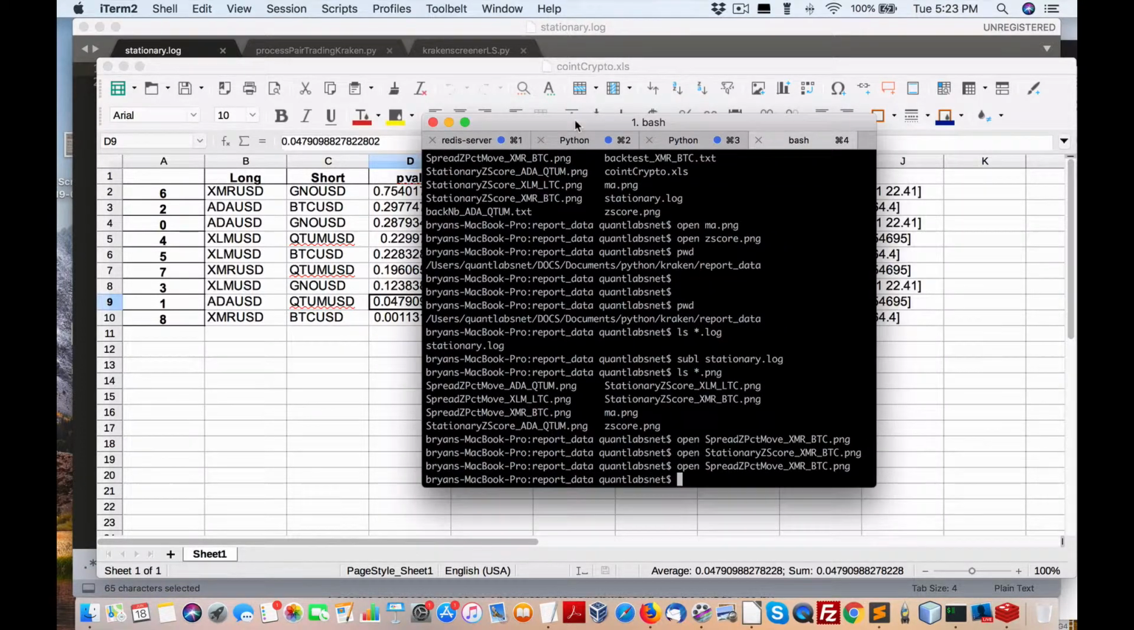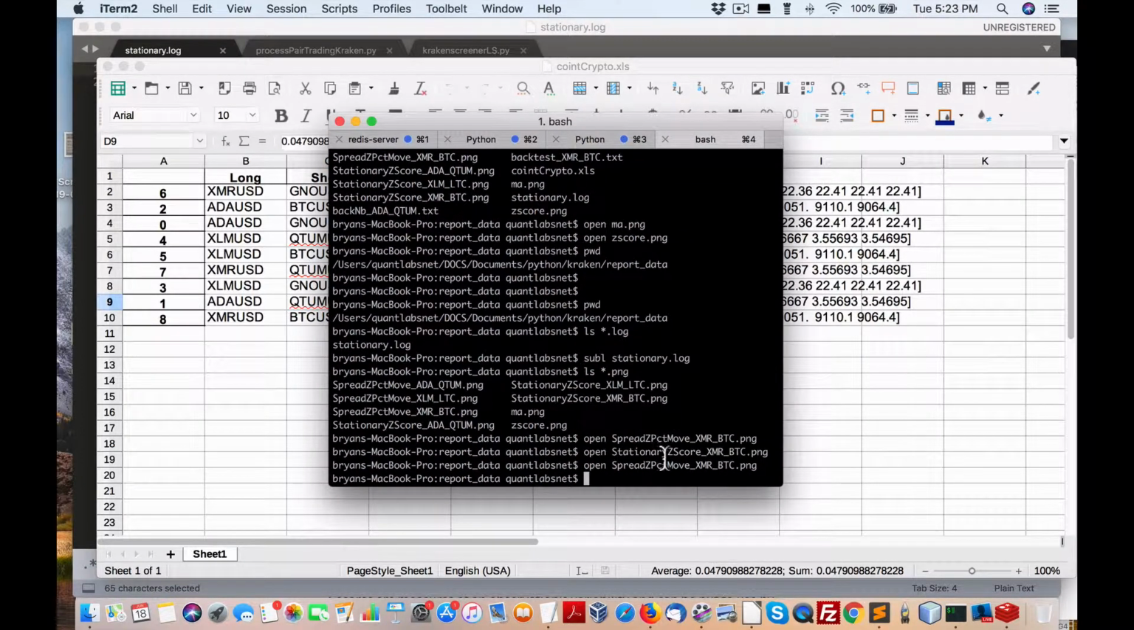But it is rare to find a pair that does actually co-integrate into the future. From what I've been testing, it's early days, but at least I found one example of that in the stationary.log file here. We track that.